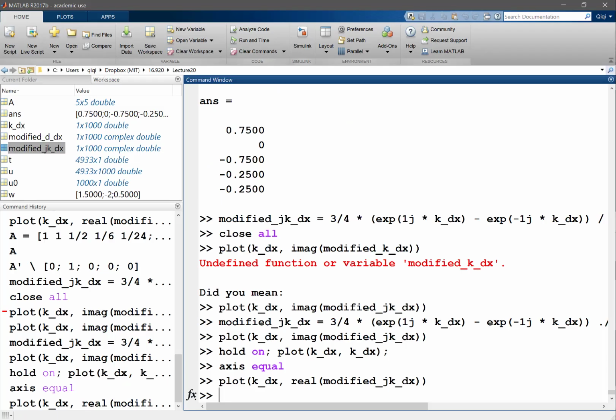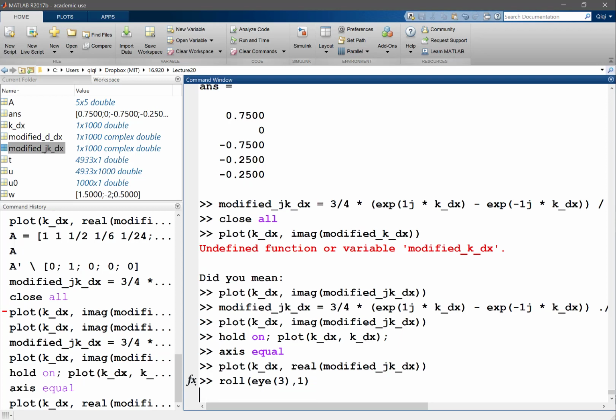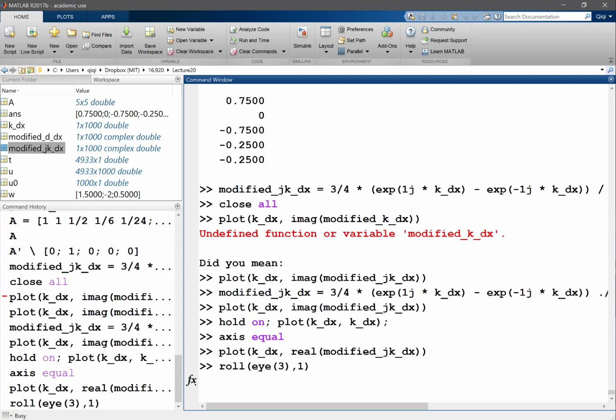Does MATLAB have the function rho? Is this correct? Or is it another function? I don't remember. Or is it shift?